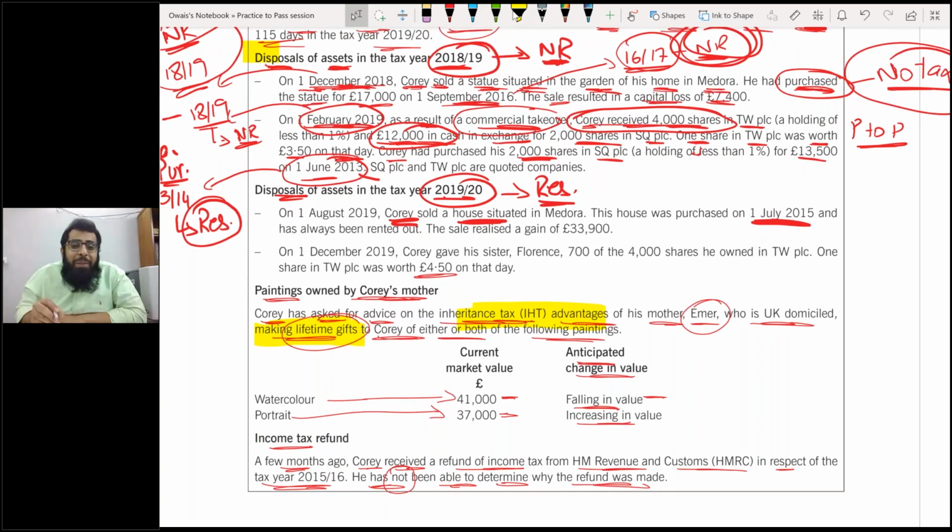On 1st August 2019, Corey sold a house situated in Medora. Now, if you remember, in 1920 we were resident.